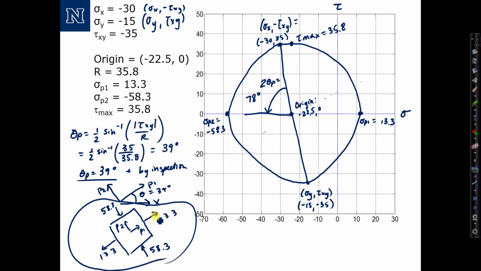The maximum principal stress, maximum normal stress, minimum normal stress, and no shear stress. And we'll continue the last part of this example in the next video.